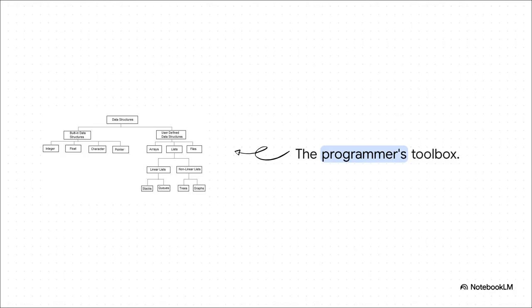And here it is. This is basically the programmer's entire toolbox. Over on the left, you've got the basic types that are built into most programming languages, things like numbers and characters. But the real power, the magic, comes from the right side, the structures that developers build themselves, like lists and trees and graphs. These are the heavy lifters that solve the really complex problems.